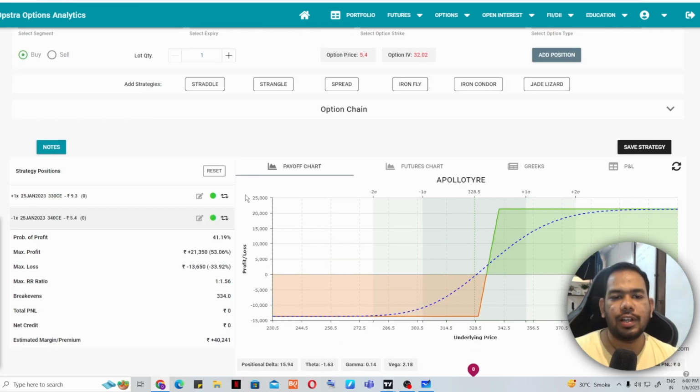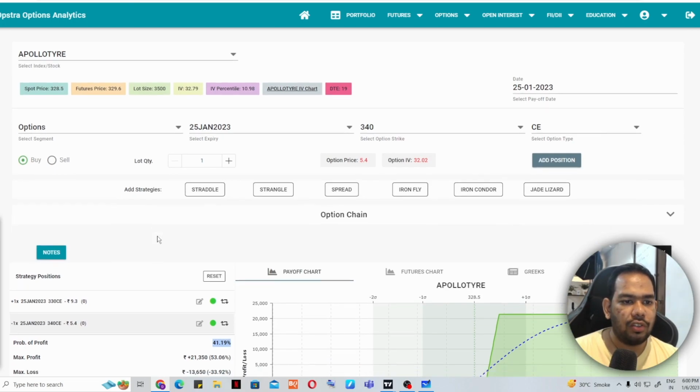So one question will come to your mind here: sir, here the RR is 1:1.5. If we want to increase this RR, should we go OTM? So the answer is yes, we can go OTM, but that will reduce your probability. Here the probability of winning, or a trade going right, is near about 41% as per the statistics.